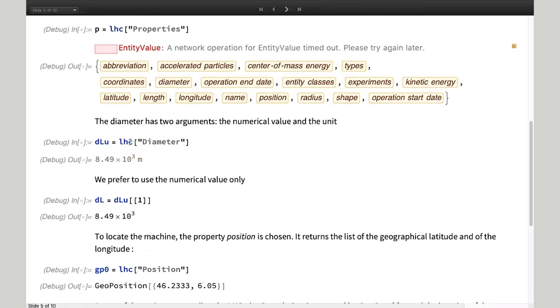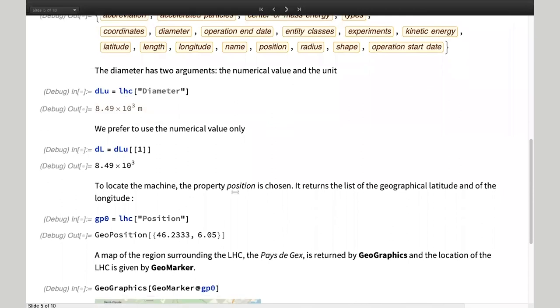So the diameter is given here, I call it DLU, LHC of diameter, and I can see that it is 8.5 kilometers, which means a full circumference of a little more than 27 kilometers. 27 kilometers, that will give you already another magnitude of the circle one has to build. And you can see that there is the unit together with that, and that is conceptually a list of two elements, the numerical value and the unit. So I keep only the numerical value here.